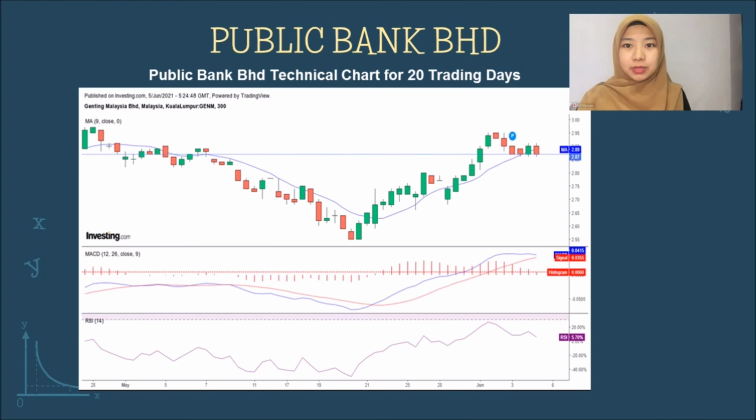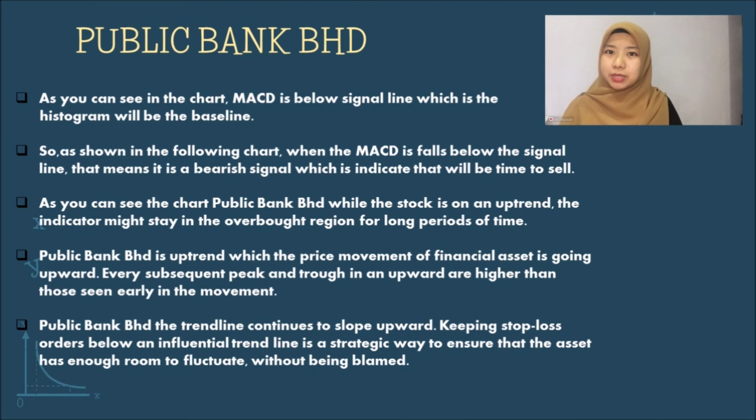Next, this is Public Bank Berhad technical chart for 20 trading days. As you can see in the chart, MACD is below the signal line, which means the histogram will be at the baseline. As shown in the chart, when the MACD falls below the signal line, it is a bearish signal, which indicates it will be time to sell.